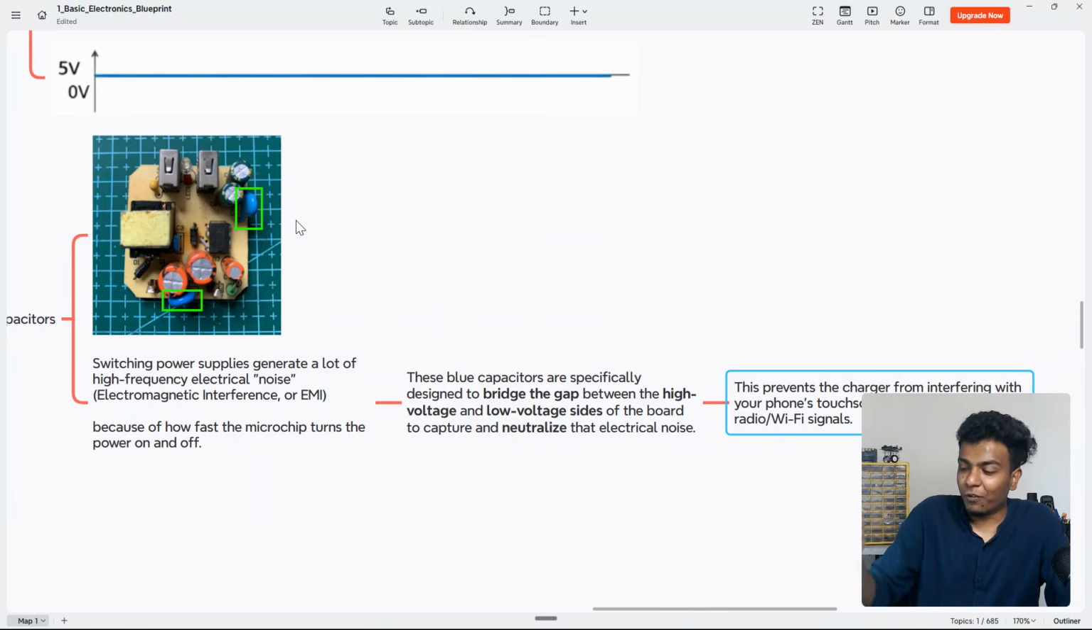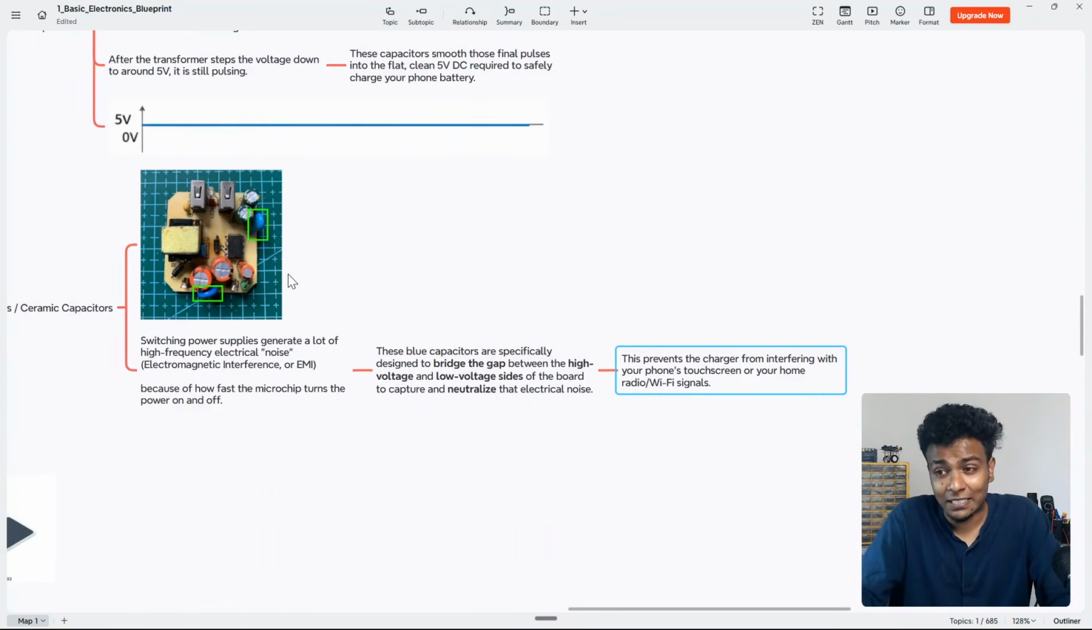And remember, you have charged your mobile phone with the charger. So what if some problem happens on your charger side or something? It should not affect your mobile's touch screen. It should not affect your mobile's display. That kind of issue might be there. So to remove those noises, that's why here we'll be using these ceramic capacitors.